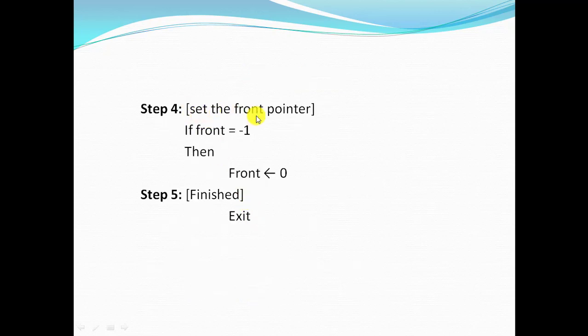Here we have to set the front pointer. If front is equal to -1, then front is equal to 0. That means first time whenever the queue is empty and the element to be inserted is the first element, at that time the front points to the -1. So for that we have to set the front pointer from -1 to 0.